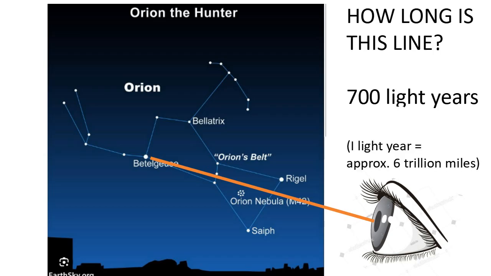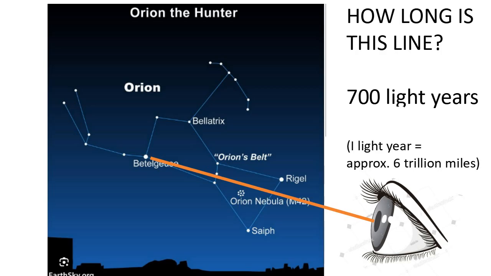The answer is 700 light years. That means that that parcel of light has been travelling for 700 years. That is, it must have started out about the time of the Battle of Agincourt in the 15th century to end up in my eye.